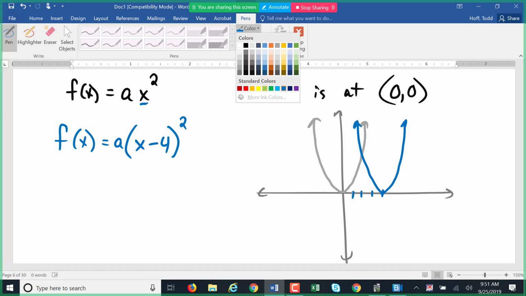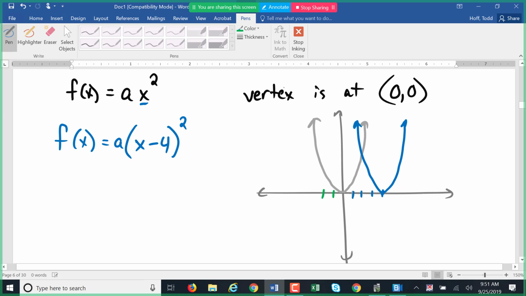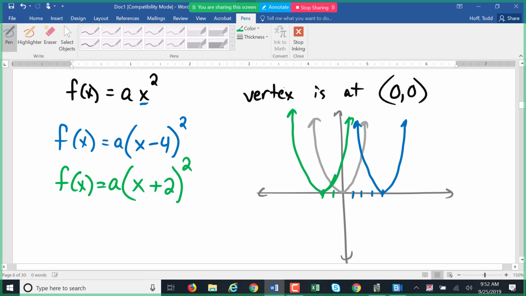If I wanted to move it the other direction, let's say I want to move it 2 units this direction, the negative direction, what would my equation be? f of x equals a times, what would I do to x in the parentheses? There you go, plus 2. Plus 2 moves it back 2 spots. So whatever I do to x, the vertex moves the opposite direction, that amount, along the x-axis.